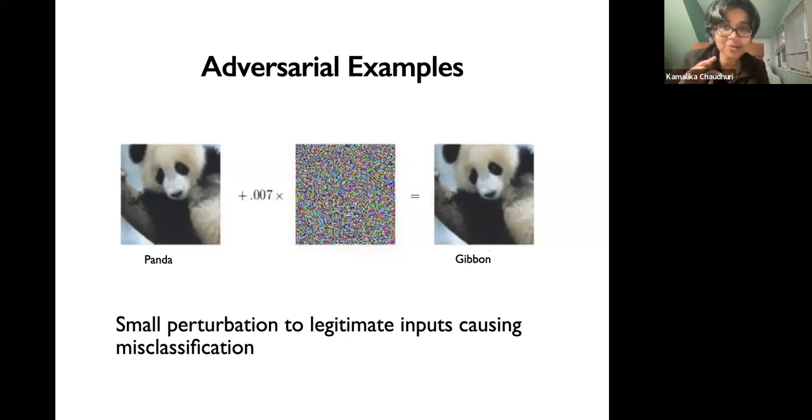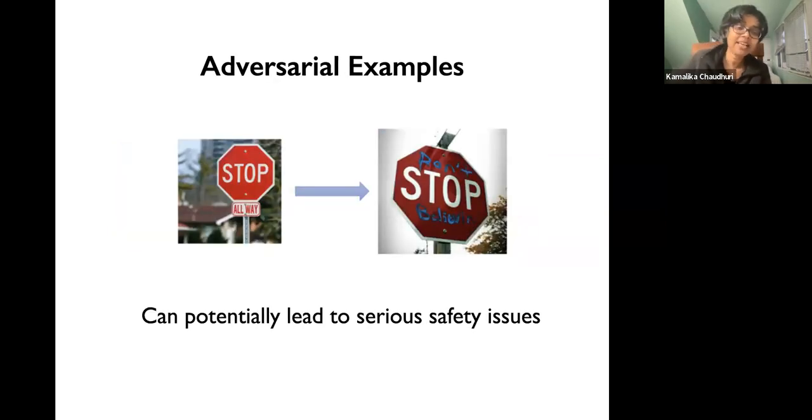And by the way, for those who don't know, which I was one of them in the beginning, a gibbon is a kind of monkey. Okay, so they're very convinced that this is a kind of monkey. Okay, so what are adversarial examples? Well, the image in the middle, right? So these are tiny perturbations to legitimate inputs that can cause misclassification, and this kind of drastic and serious misclassification.